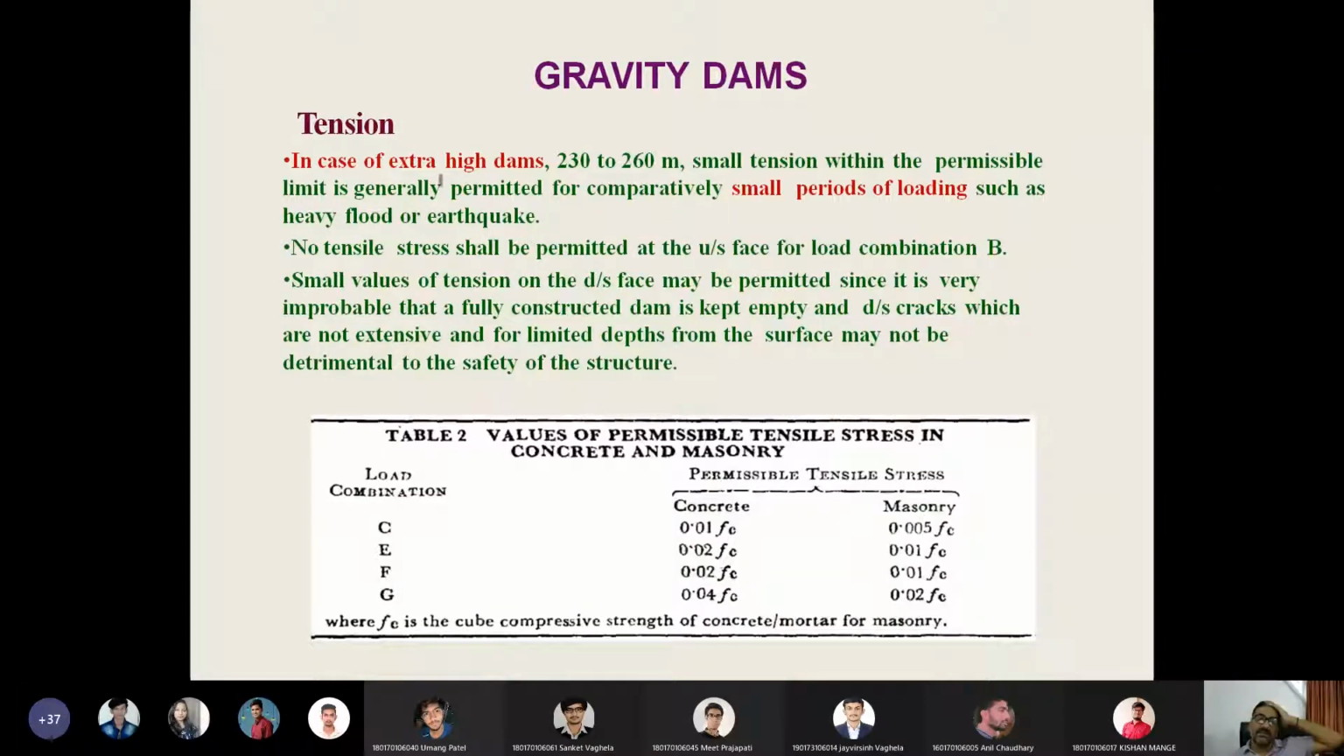Now next is in case of extra high dams, 230 to 260 meters, small tension within, just mark this value, the small tension within the permissible limit is generally permitted for a comparatively small period of loading.